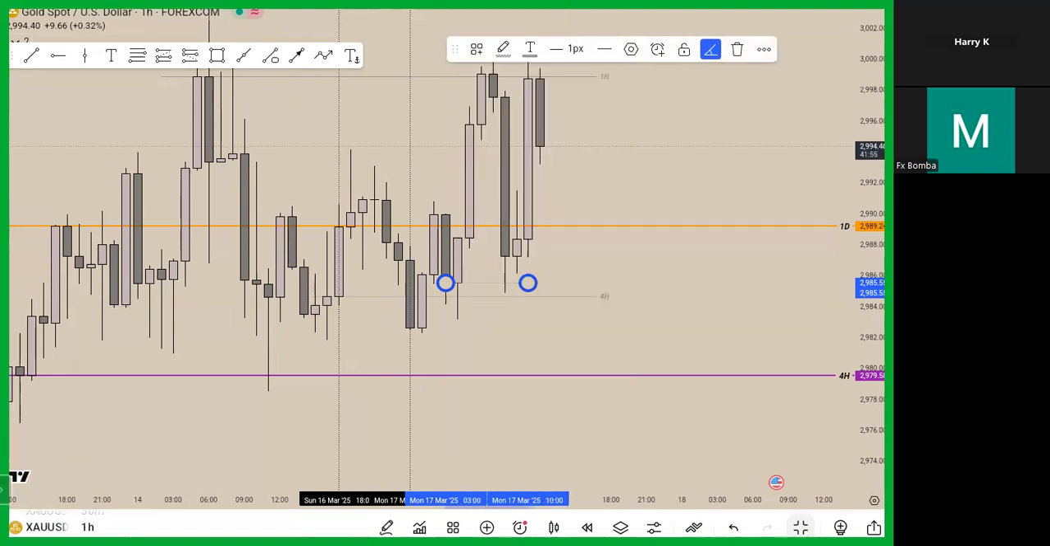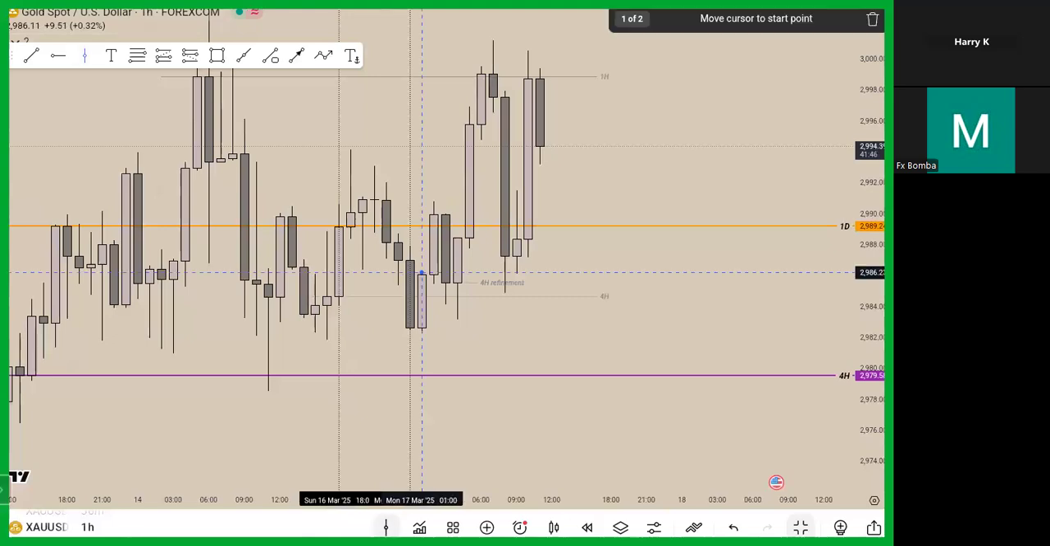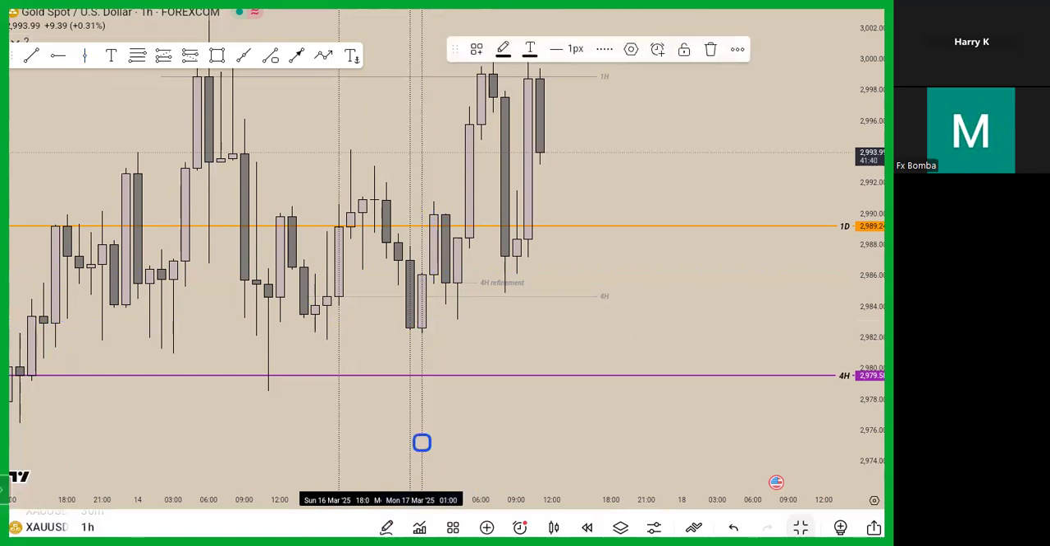Asia was over when? And London Open is when? London Open is at 1. London Open is here. So when London opens, after the first bar, a new support is created, right? Yes, it was a new support created.